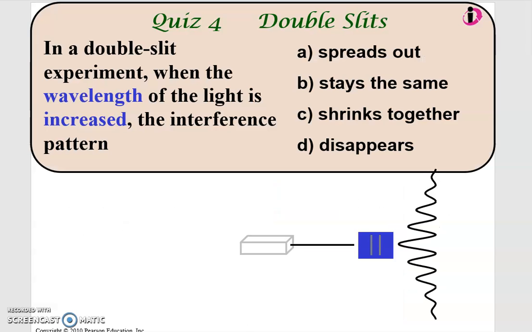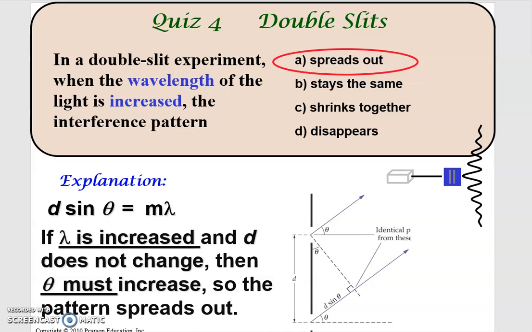Now let's have another conceptual quiz. In a double slit experiment, when the wavelength of the light is increased, what will happen to the interference pattern? This is a little bit tricky, so think about that carefully. The answer is it will spread out, and I will give you the explanation in the next video lecture.